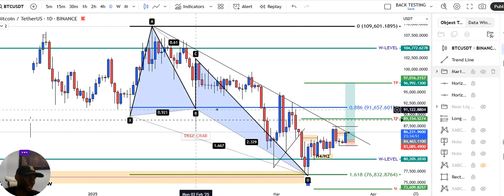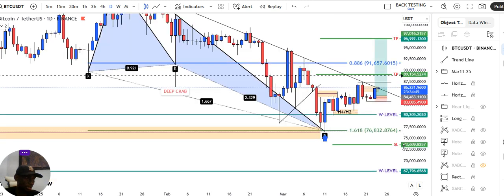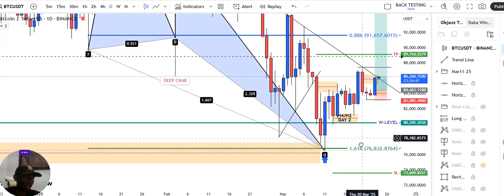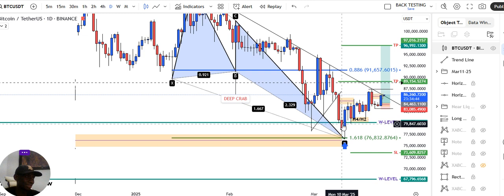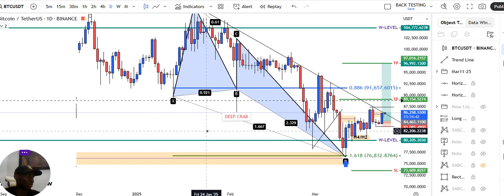Beautiful. 0.886, 1.618. Beautiful pattern in alignment with key level. You see how this Fibonacci level aligns with that key level. So that is just beautiful. That is just awesome. And how many pattern is an advanced trading methodology?